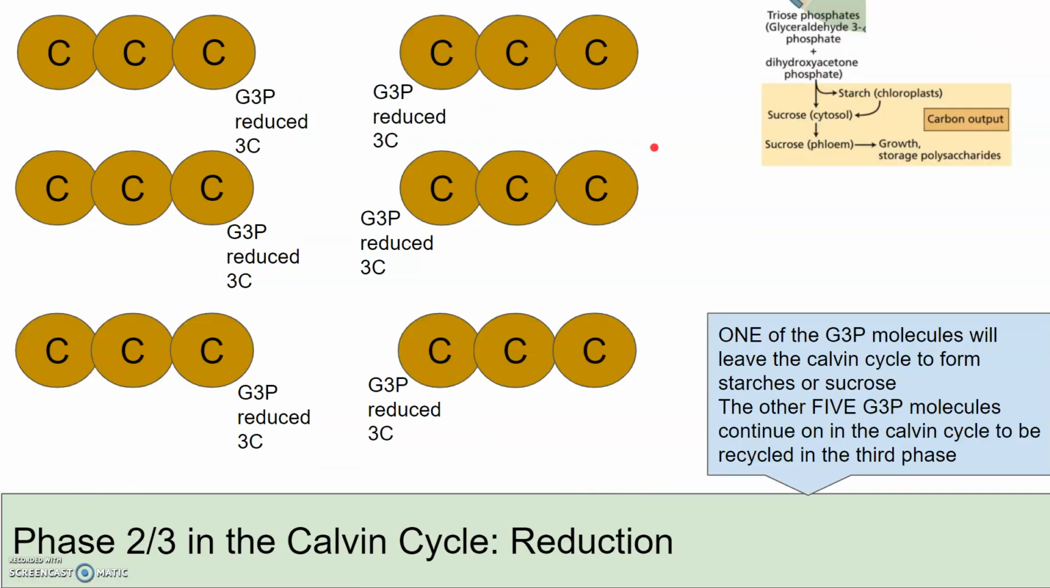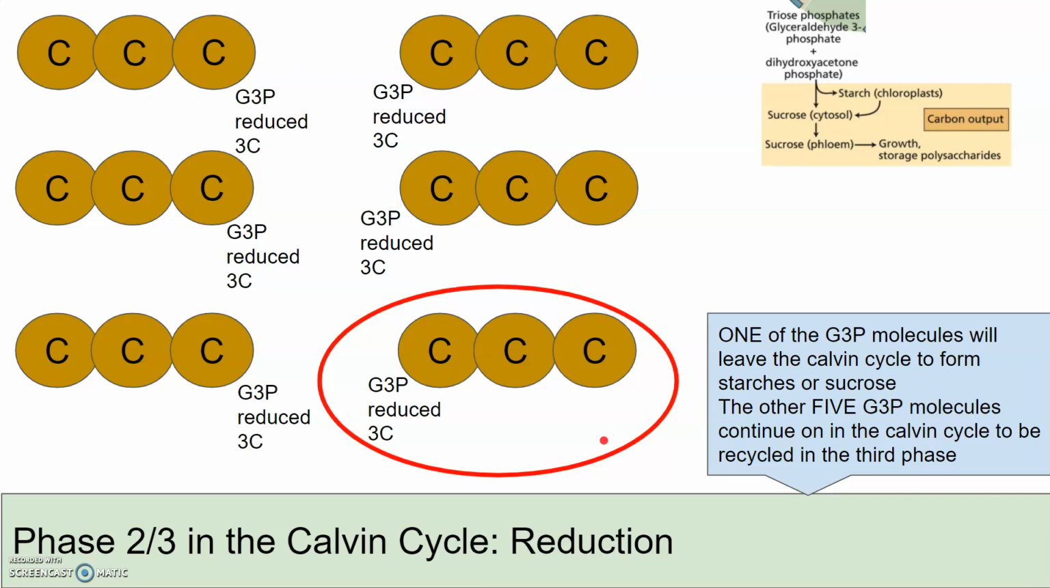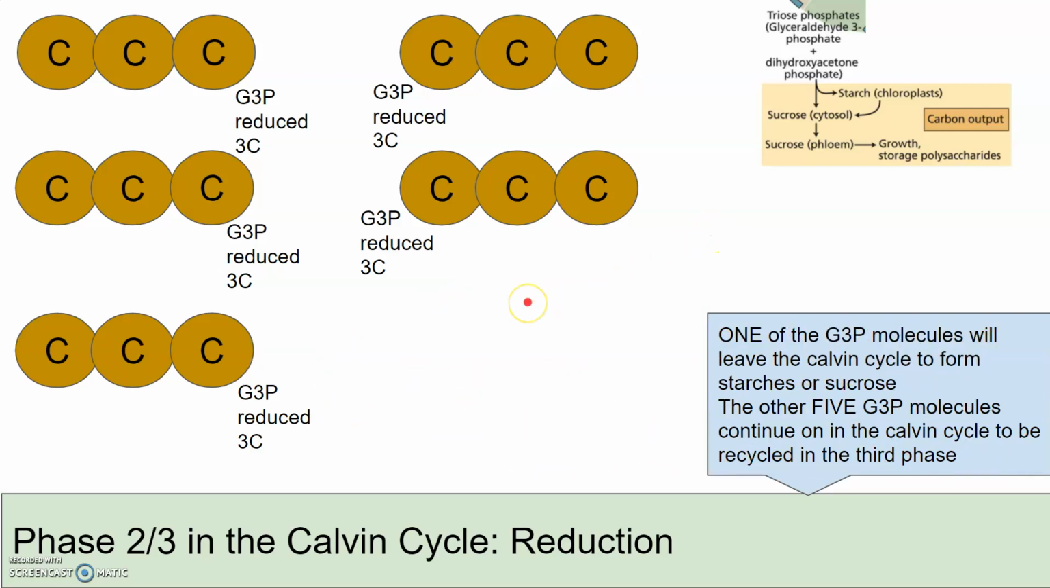So what is going to happen to these molecules? Well, one of the G3P molecules will leave the Calvin cycle to form starches or sucrose. As you can see in the diagram, one of them is leaving the cycle to do that. The other 5 G3P molecules are going to continue on in the Calvin cycle to be recycled in the third phase. So that one leaves. Let's see what happens to the other 5.